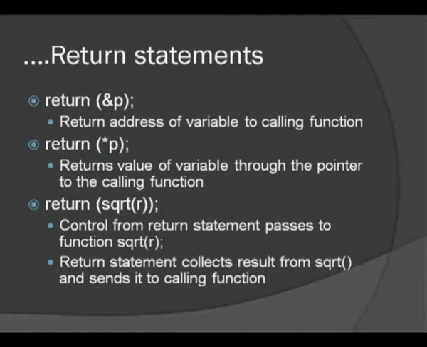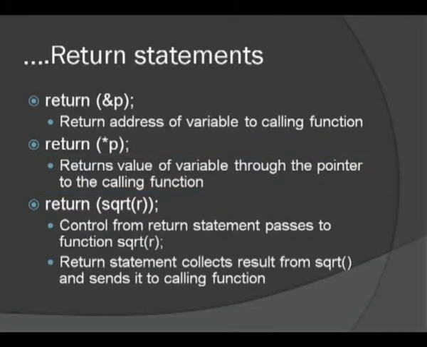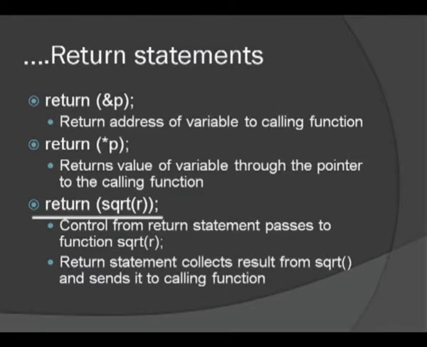The next type is return, within parentheses, pointer variable p. We have still not seen what pointers are. A pointer holds the address of a variable that is stored at a particular memory location. So, here if I give pointer p, it means p represents an address. The pointer variable is used to extract the value which is stored in that address. So, this return statement will return the value which is stored at that particular address pointed to by p.